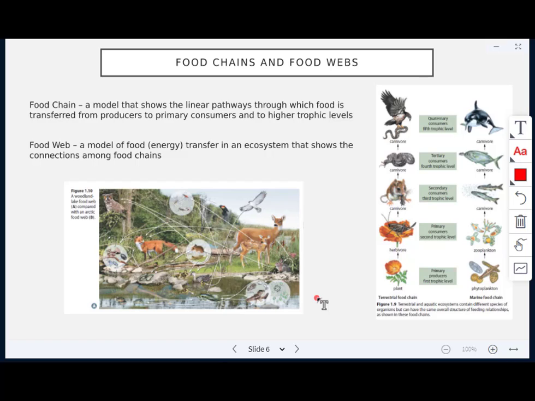All right, so for example, on the right, we have two different food chains here. A terrestrial food chain on land. Here's a marine food chain, so an aquatic food chain. And then this diagram here on the bottom left is showing a food web, so much more complex. It's showing how all the food chains are connected. And keep in mind that organisms will eat more than one type of food.